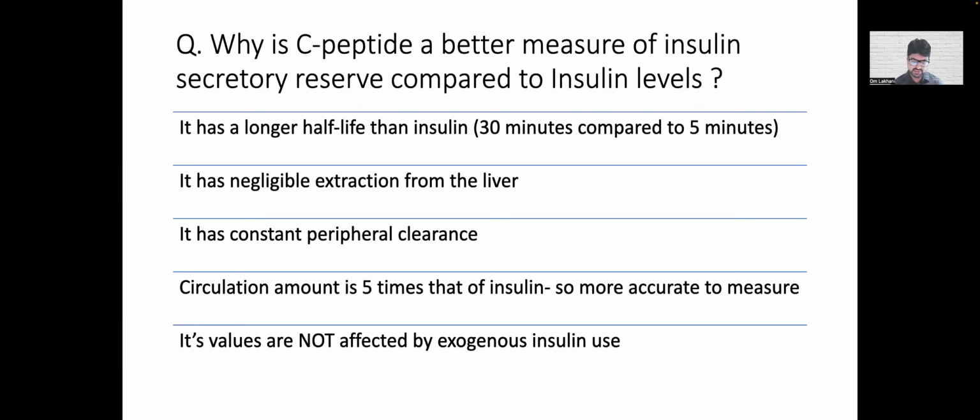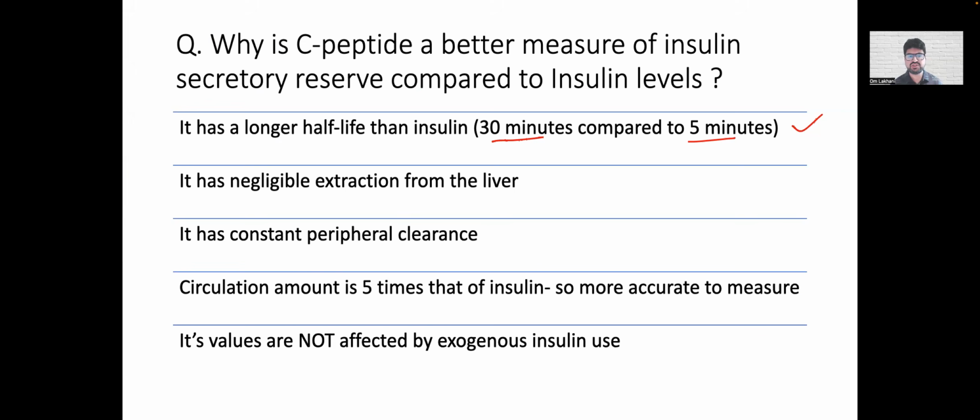First and foremost, C-peptide has a longer half-life compared to insulin. C-peptide has a half-life of 30 minutes, whereas insulin has a half-life of just 5 minutes. Secondly, it has negligible extraction from the liver. Now, if you understand the dynamics of insulin, you understand that a lot of it has first-pass metabolism and is extracted by the liver, whereas C-peptide is not extracted by the liver.